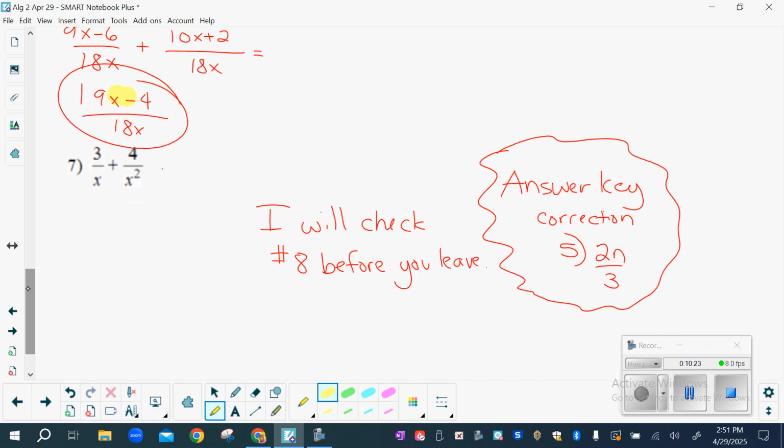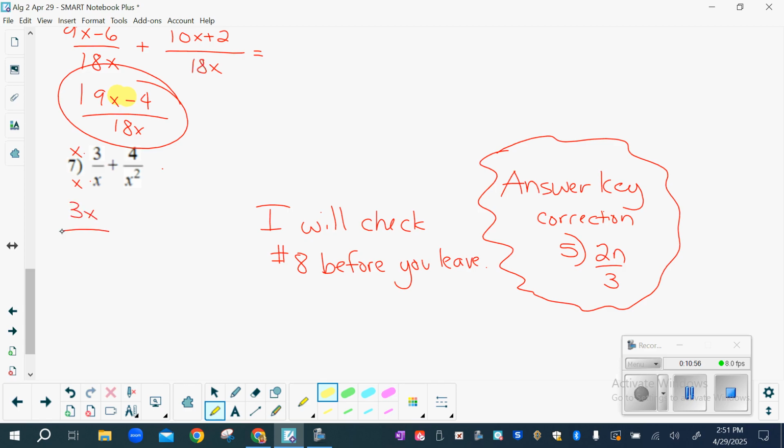So number 7, I'm going to call on a group, this group here. What's my least common denominator on number 7? X squared, that's right. So I would multiply the top and bottom on this one by? No, because we don't have another side to square. So x times what gives us x squared? Times x. So we want to multiply by x on the top and the bottom. Does that make sense? Okay.